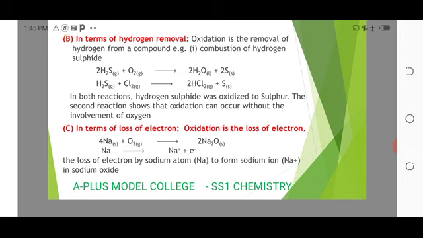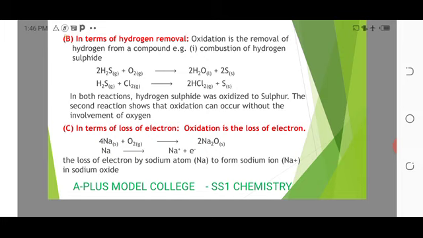When hydrogen sulfide reacts with chlorine, the reaction forms hydrogen chloride and sulfur. Look at that: hydrogen is present in hydrogen sulfide. You can see that sulfur now stays alone at the right, which means hydrogen has been removed from the sulfur in this hydrogen sulfide to give sulfur. So in both reactions, hydrogen sulfide was oxidized to sulfur.